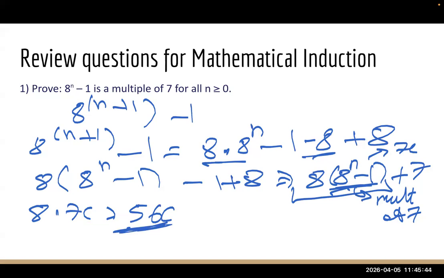Now, we're adding 7 to that on top of it. So, if we add 7 to a multiple of 7, it's still going to stay a multiple of 7. And thus, we can conclude that because our base case is true and the inductive step proves that every valid term guarantees the next term is also valid, by mathematical induction, 8 to the power n minus 1 is strictly divisible by 7 for all values of n greater than or equal to 0.